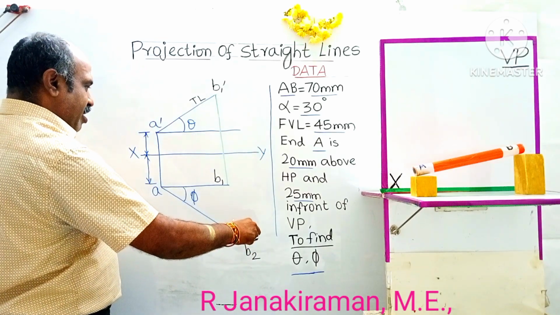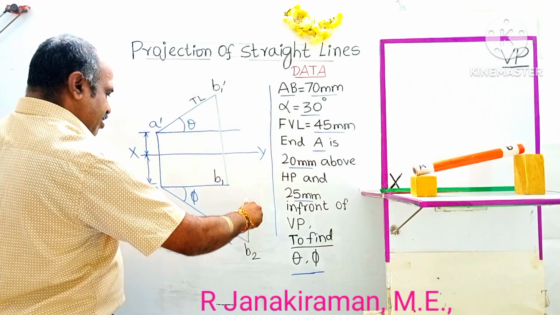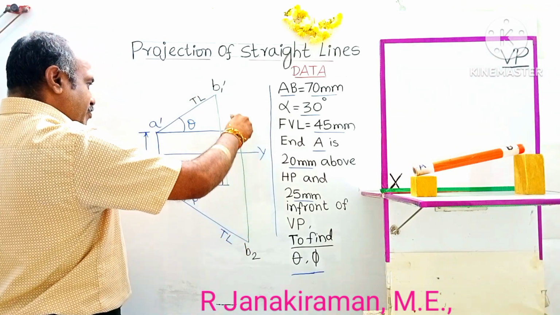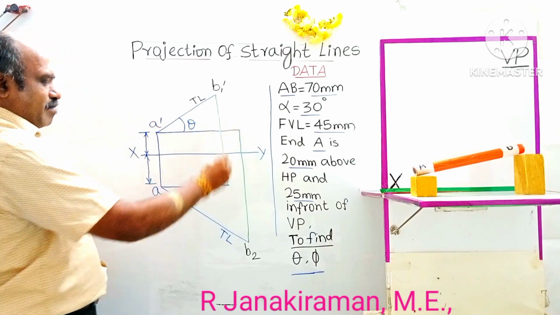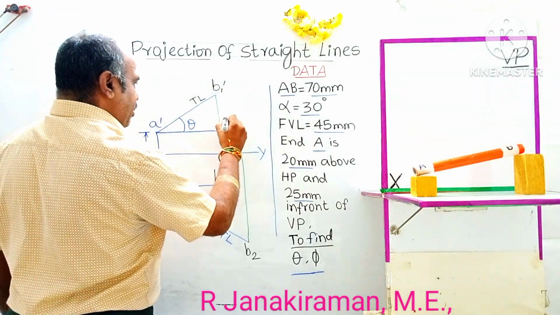Then from B2 draw a vertical projector upward, where it intersects with the locus line passing through A dash, is marked as B2 dash.